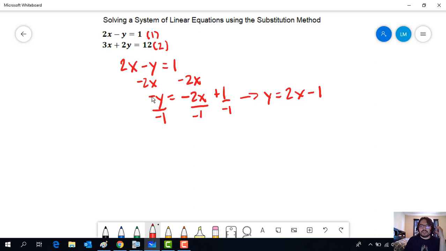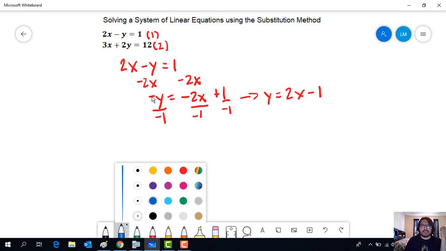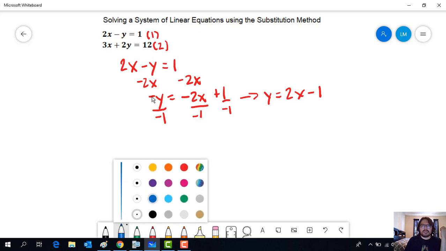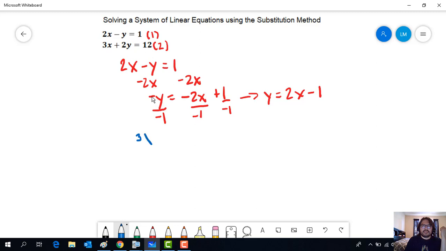So in that sense, we can actually substitute 2x minus 1 into the second equation. So we'll go ahead and do that by taking 3x plus 2 times (2x minus 1) equals 12. Now, notice that this equation is actually not that bad because it's just a linear equation.